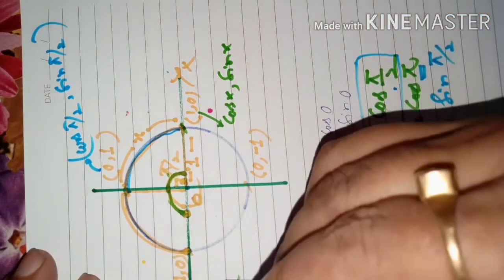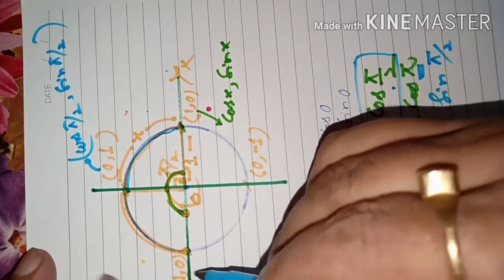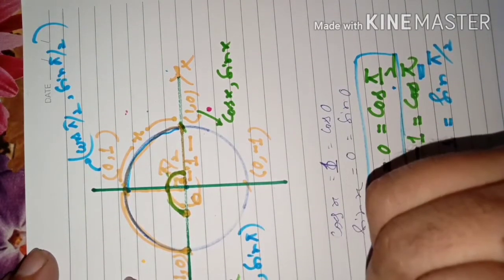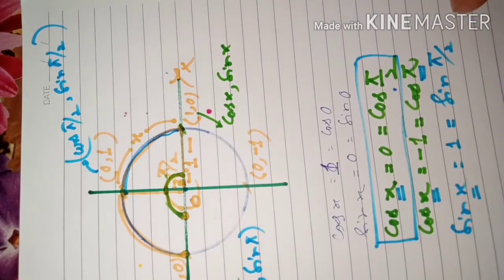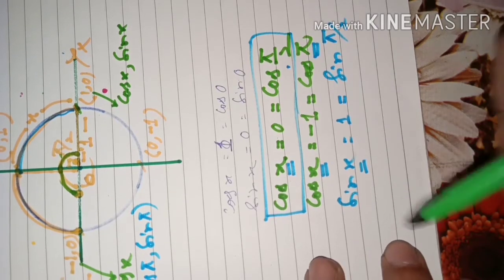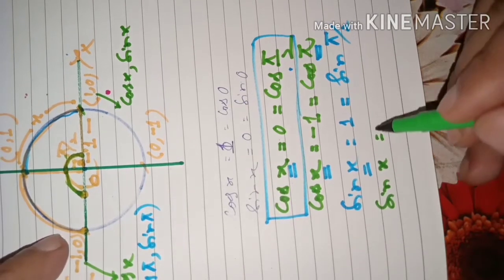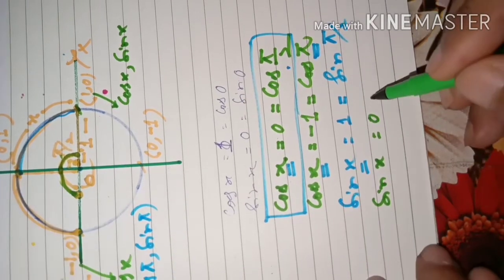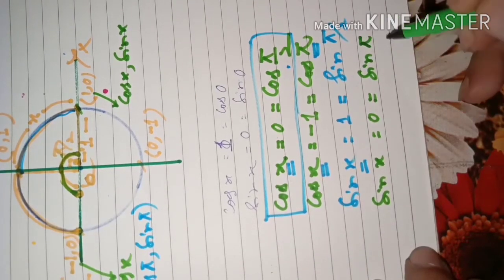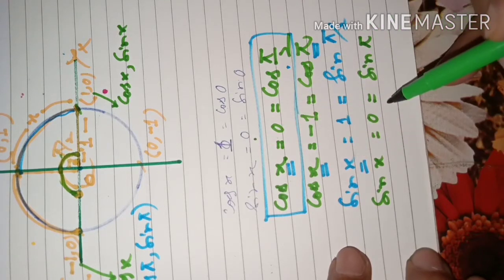This is cos pi, cos x means cos pi here, which is minus 1, and here it is 0, this is the sin pi value. So when sin x is equal to 0, you have realized this angle is pi. Sin pi is 0. So sin 0 is also 0, and sin pi also is 0.